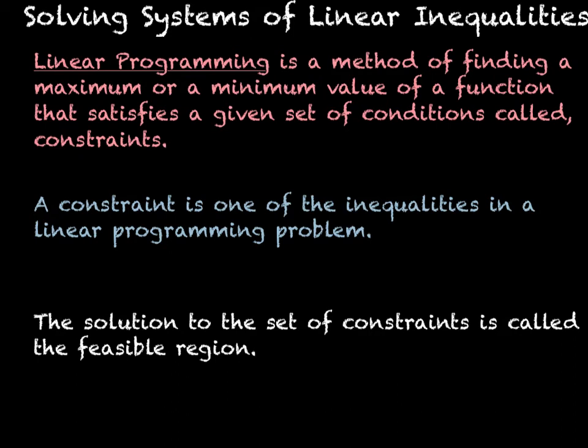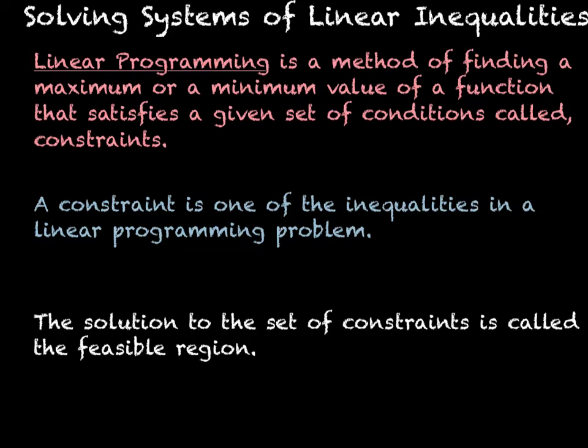Solving systems of linear inequalities. Linear programming is a method of finding a maximum or a minimum value of a function that satisfies a given set of conditions, which we call constraints. A constraint is one of the inequalities in a linear programming problem, or a system of linear inequalities. That's what a linear programming problem is.